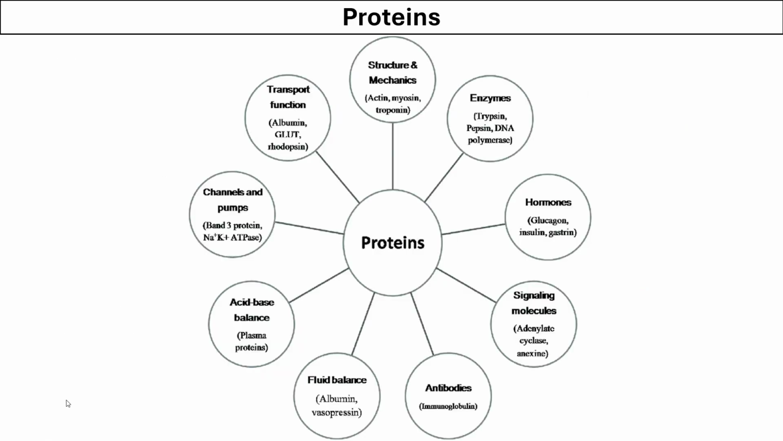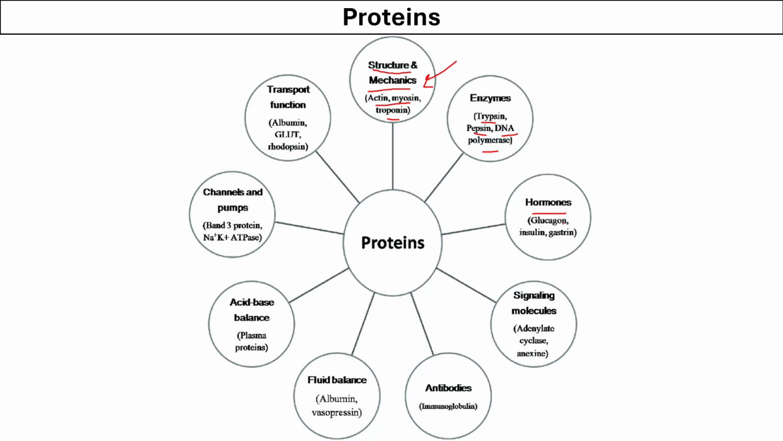Now about the functions of proteins. Proteins display various functions in our bodies. These are structural proteins such as actin, myosin, troponin, which are present in your muscle fibers. They have an enzymatic role. For example, they help in digestion. Trypsin, pepsin are involved in digestion. There is DNA polymerase, which is involved in synthesis of DNA strands during DNA replication.